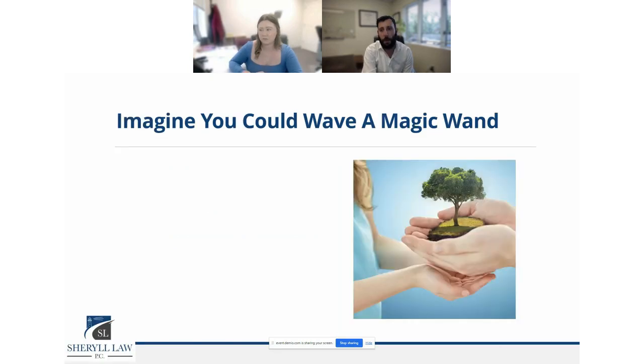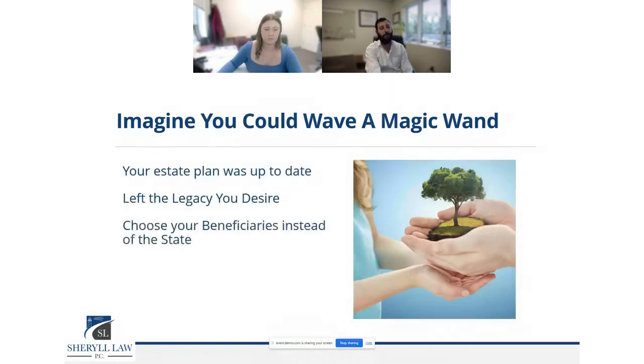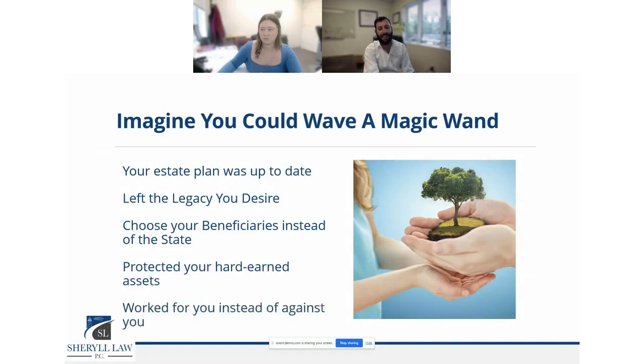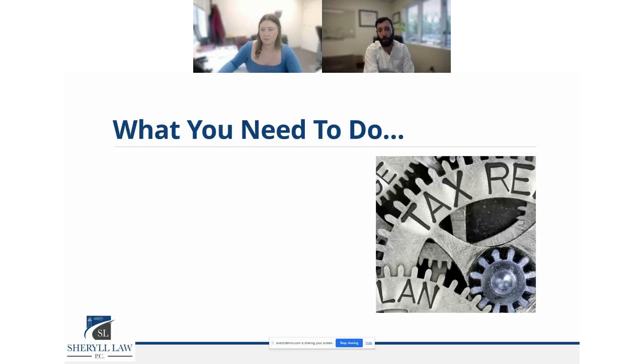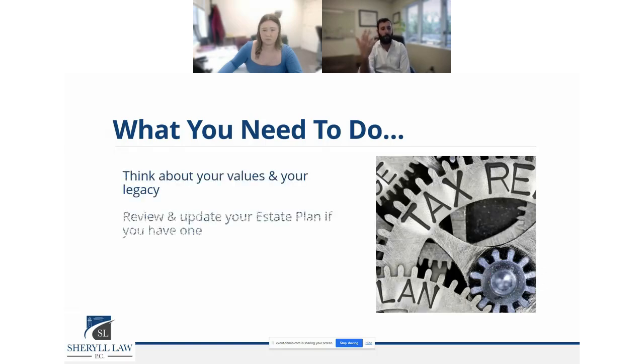All right, so imagine you can wave your magic wand again and your estate plan was up to date. You left the legacy you desire and you could choose your estate beneficiaries, protect your hard-earned assets. Again, this is what estate planning is. And what you need to do before doing anything else is think about your values and your legacy. If you have an estate plan, then review it and see if that matches what you need. If you need help doing that, reach out to an estate planning attorney. If you don't have an estate plan, then you need to get one. Everybody needs one, because if you don't have a plan, the state has one for you.